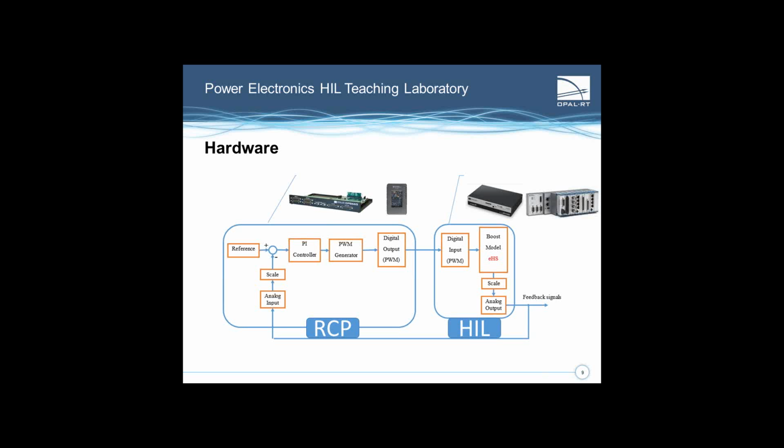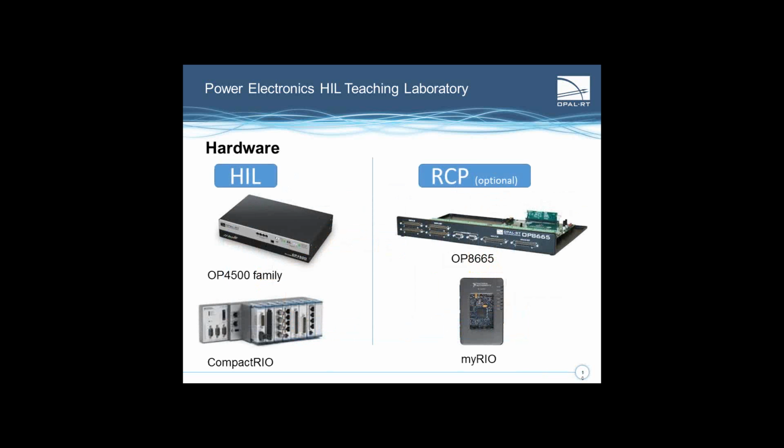As you can see, it could be a boost, an inverter, a converter, and so on. And on the RCP side, this is where we will design the controller, or we could adjust the PI controller and so on. Okay? So in terms of hardware, you have the choice of two packages. The first one is you could use the OP4500 family from OPAL-RT Technologies. And the second one, you could use a CompactRIO from National Instruments. In terms of RCP, you could make your experiment using the OP8665 from OPAL-RT Technologies, or the famous myRIO from National Instruments. Okay?